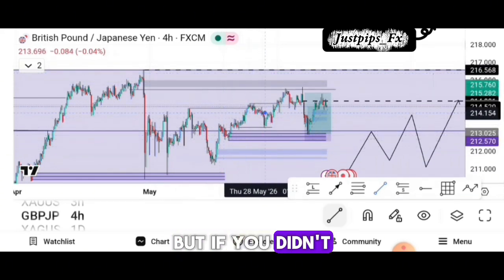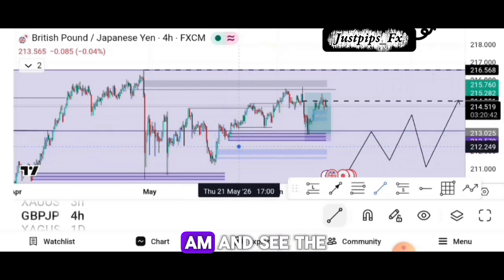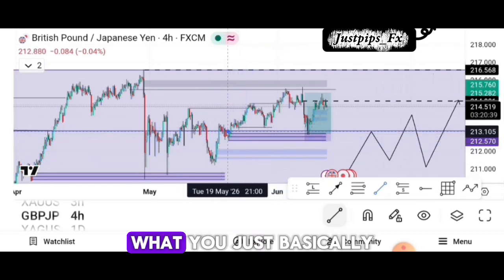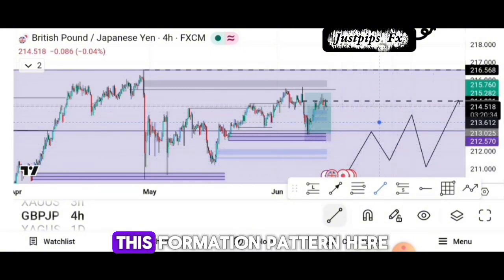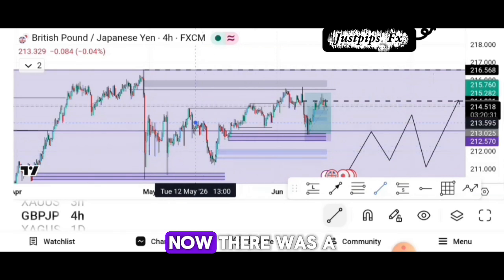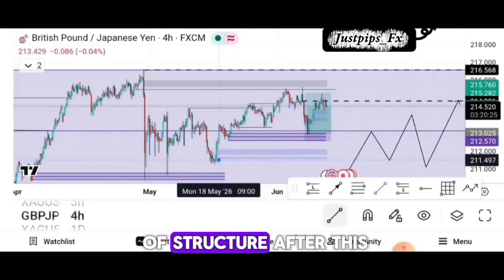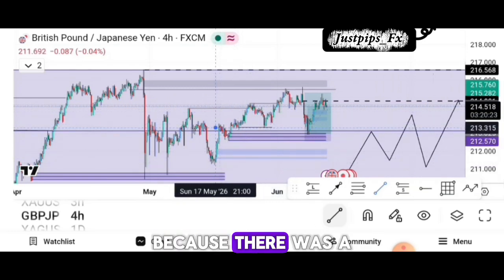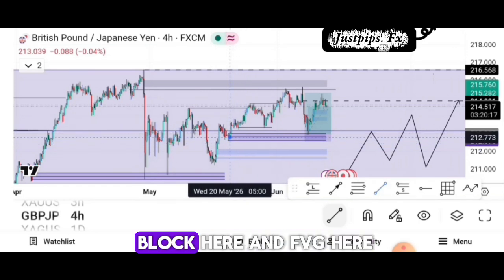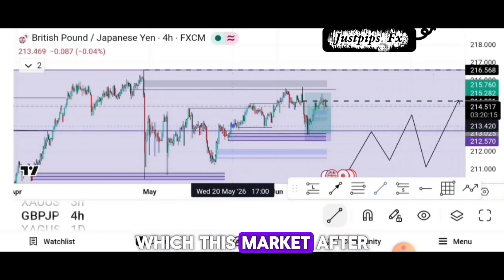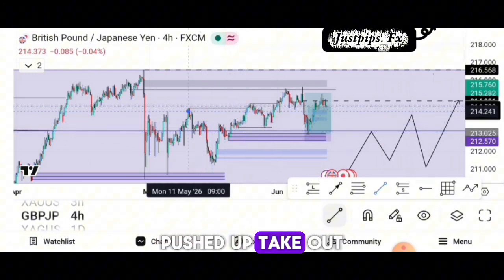But if you didn't get this buy here and you just came in as I am and see the market movement, what you basically need to do is to look for this formation pattern here. Now there was a break of structure here. This was the leg that created this break of structure. After this, there was a fight here. It created another block here and the FVG here, which this market, after taking up this side, came down, created the FVG, pushed up, took out this side.